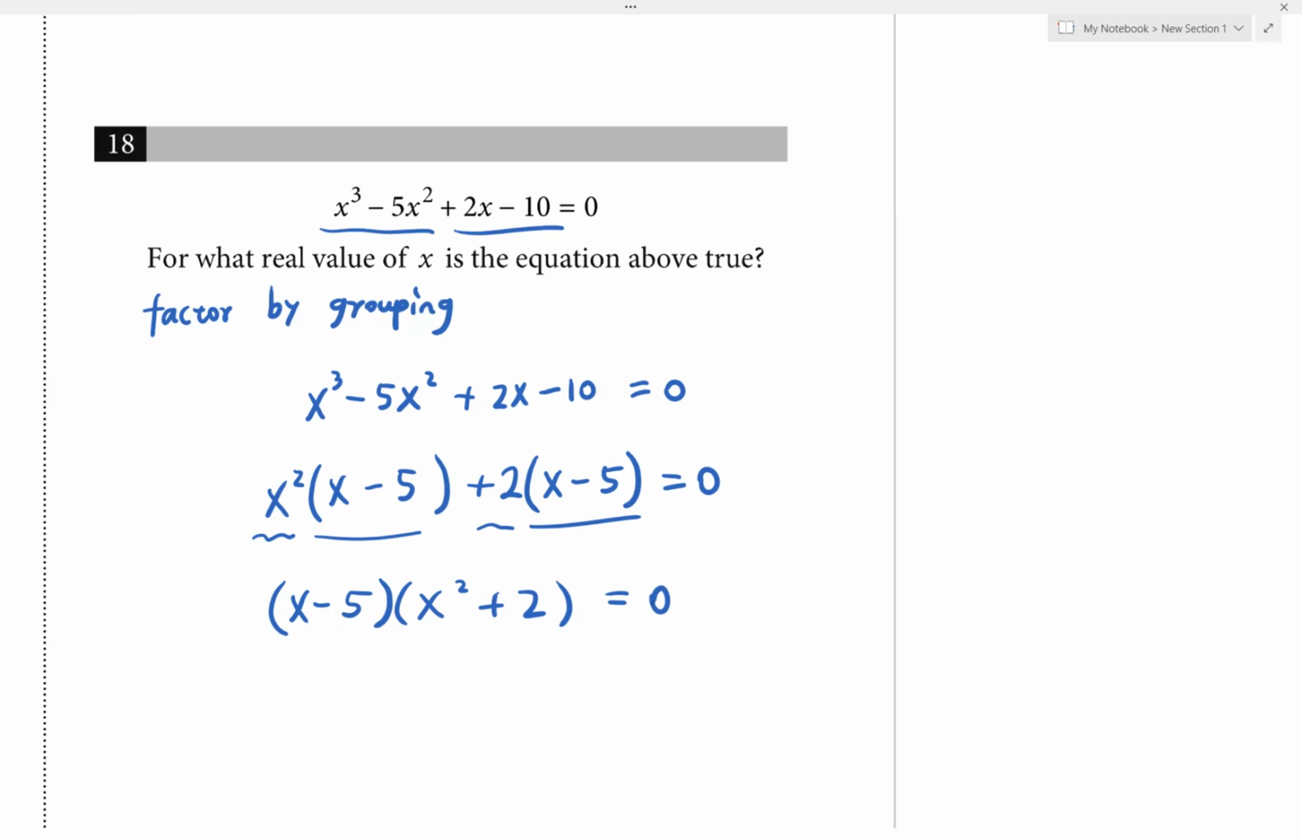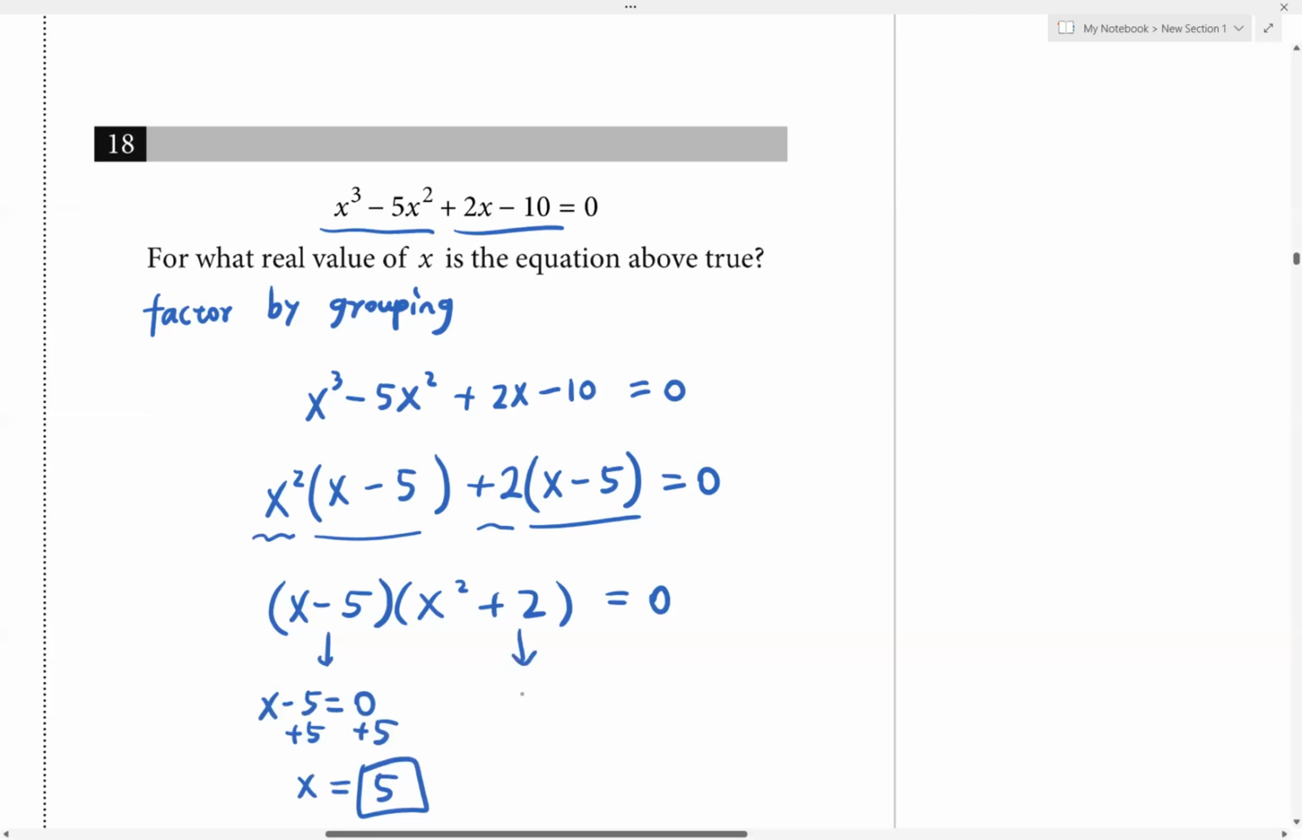To solve for x, we have to set each factor equal to 0 and solve for x, because we have these 2 factors multiplying to be 0. If one of them equals 0, then this whole thing will equal 0. So this is the zero product property. To solve for x, we set x minus 5 equal to 0 and add 5 on both sides. We get x equal to 5. That is a solution there.